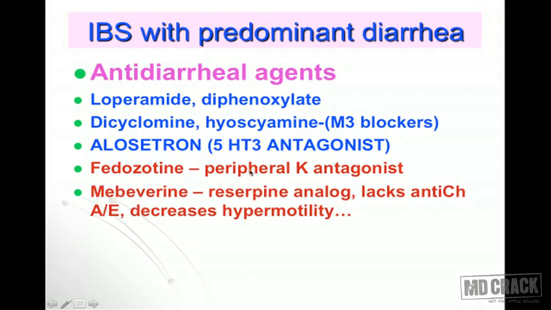And you have a drug which is rarely used. It's a reserpine analog, it lacks anticholinergic adverse effects and it decreases hypermotility. The name of the drug is mebeverine. So have a look at it once again: the antidiarrheal agents loperamide and diphenoxylate, then the anti-muscarinic agents, one 5-HT3 antagonist alosetron, the peripheral potassium blocker fedotozine, and a reserpine analog in the form of mebeverine. We go to the next slide.